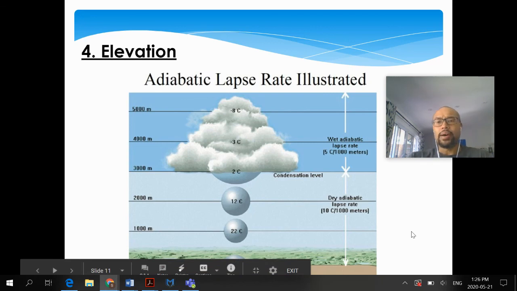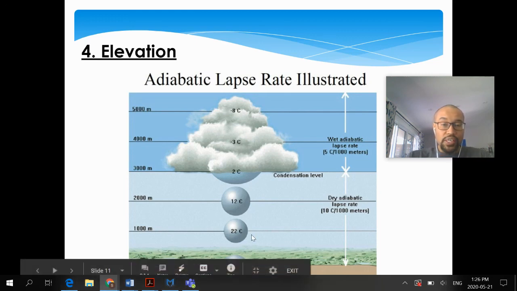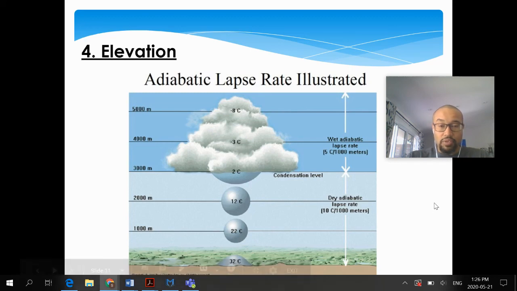So, why not? If you look, they do differentiate between the wet adiabatic lapse rate and the dry adiabatic lapse rate. And it's anywhere between, as I said, 1 to 2 degrees Celsius per 100 meters. Or if you're looking per kilometer, that's 5 to 10 degrees Celsius per kilometer. And you could see if you were at sea level on this diagram, or ground level anyway, it's 32 degrees Celsius, so it's a nice summer day.